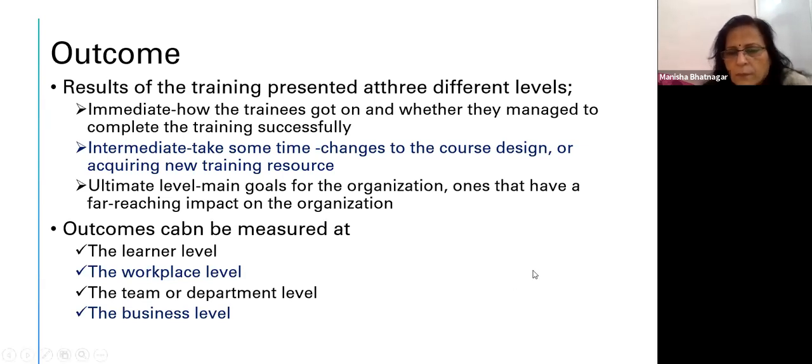Ma'am, if I may, except for the outcome, which is level 4 of the CIPP model, the first three levels are strikingly similar to what we were taught in the ADDIE model of making the training needs analysis. Because setting the context is actually finding out the needs analysis.